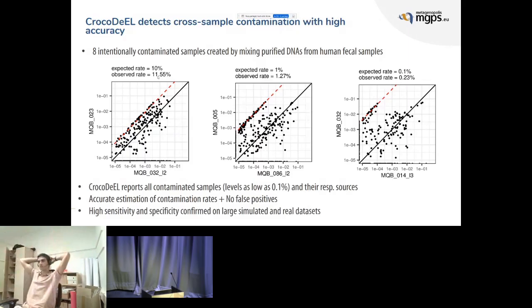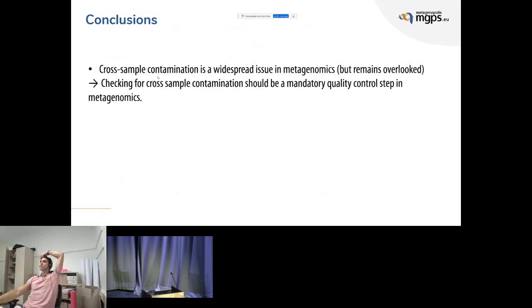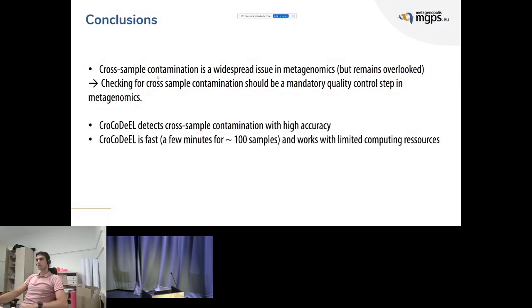So the high sensitivity and specificity are confirmed on large simulated and real data sets, and they are shown in our preprint if you are interested. So as a conclusion, this is something I have not shown in this presentation, but it's shown in our paper. Cross-sample contamination is actually a widespread issue in metagenomics, but remains overlooked compared to external contamination. And we do believe that cross-sample contamination should be a mandatory quality control step in metagenomics. And so we have proposed a tool to detect such contamination.